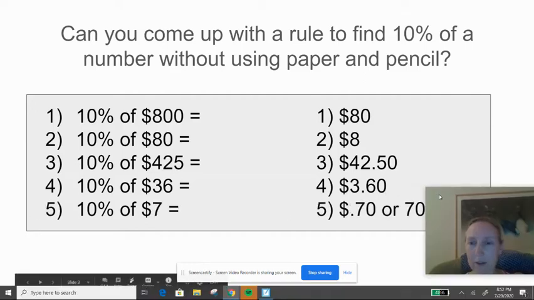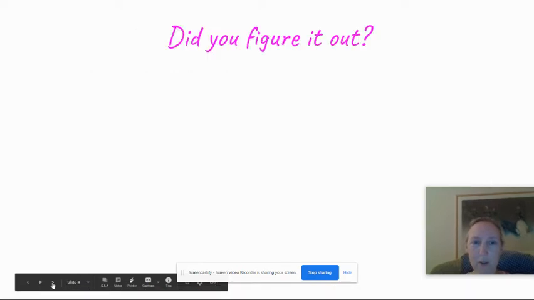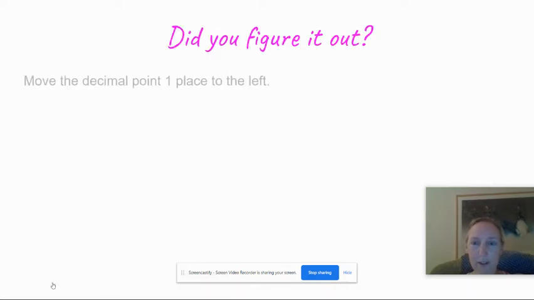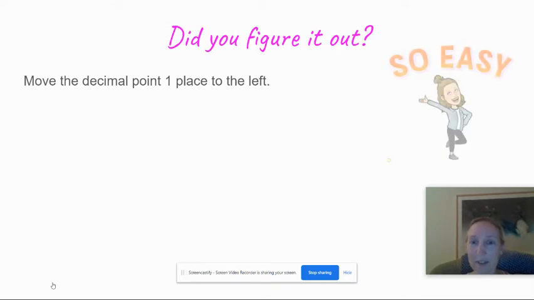Let me move this out of the way. So if you think you've got it, I'm about to reveal the answer. Did you figure it out? Move the decimal point one place to the left. That's it. It's so easy.